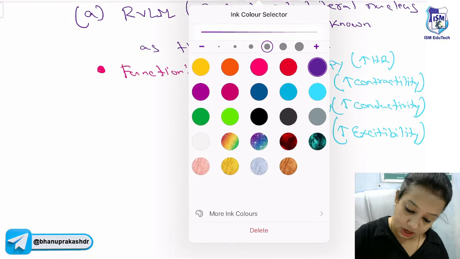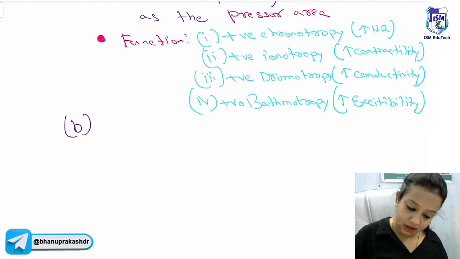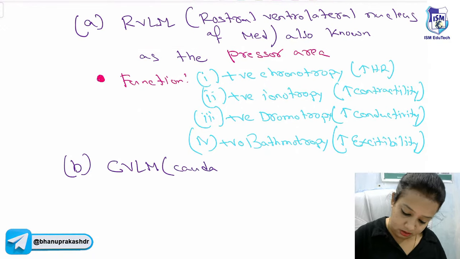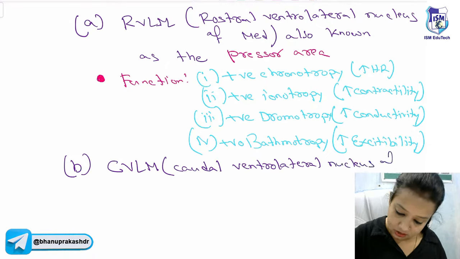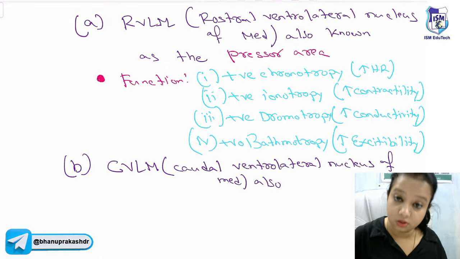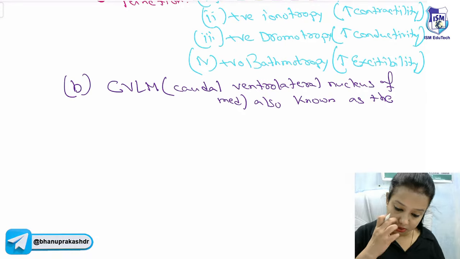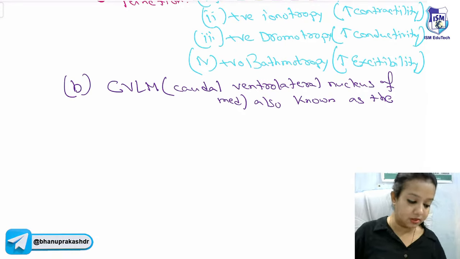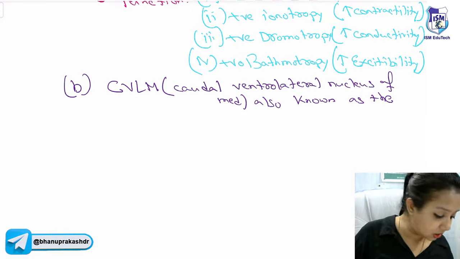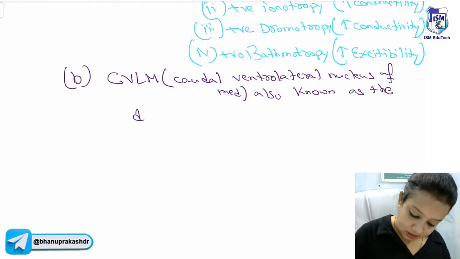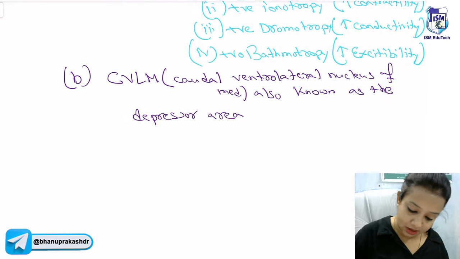So opposite to that, to do the other function, there is another nucleus, which is the caudal ventrolateral medulla. Now this caudal ventrolateral nucleus of the medulla, the CVLM, is the same as the cardiac inhibitory center. Yes, it is a synonym. We'll come to that one. Yes, you are correct. So it is also known as the depressor area, which means it will do the opposite function of the RVLM.